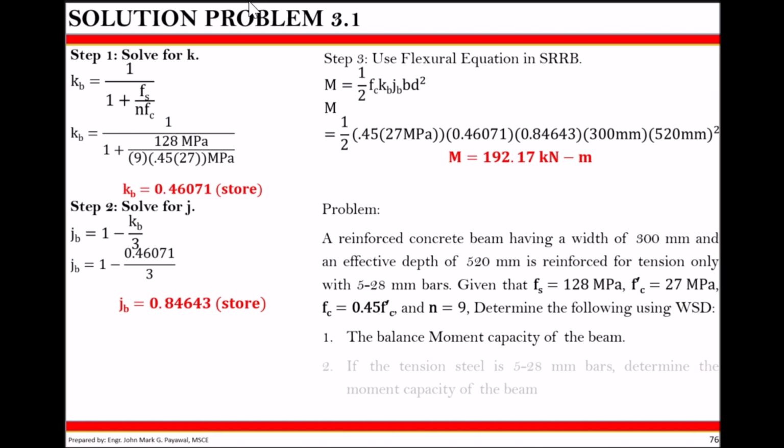Now, using your equation for moment in steel equal to As Fs j d, what we have would be this equation equal to 174.45 kilonewton meter. So the moment capacity would be equal to 174.45 kilonewton meter as our final answer.